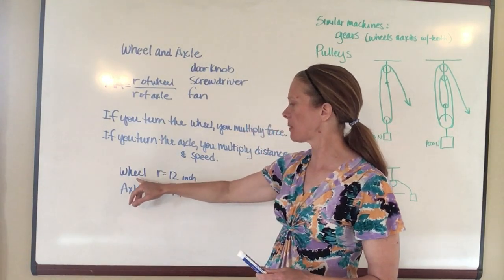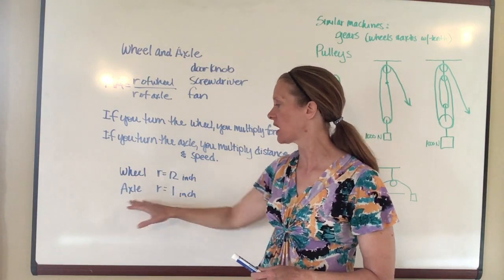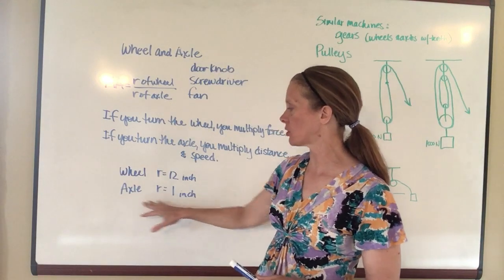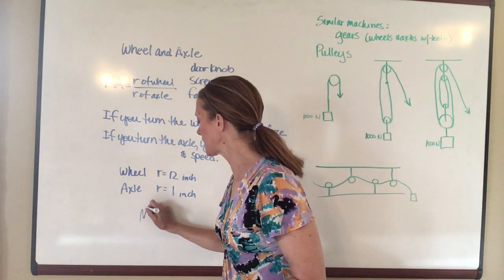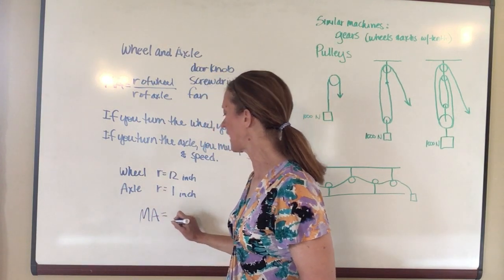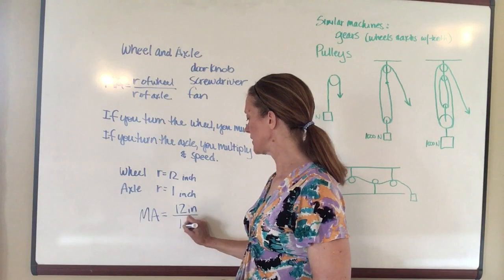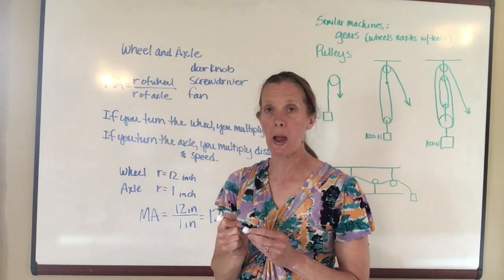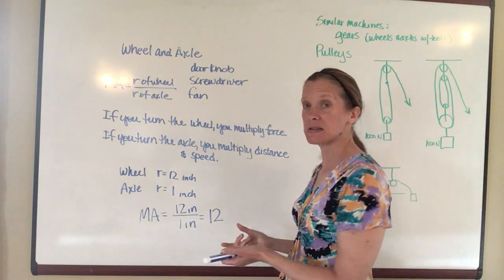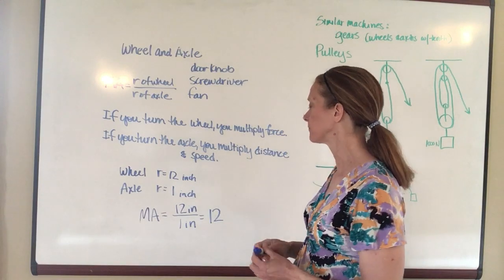So let's think about a wheel that has a radius of 12 inches and an axle that has a radius of 1 inch. If I calculate the mechanical advantage of that wheel and axle system, the radius of the wheel is 12 inches, the radius of the axle is 1 inch, so the mechanical advantage is 12. Again, what this means depends on which part you're turning.